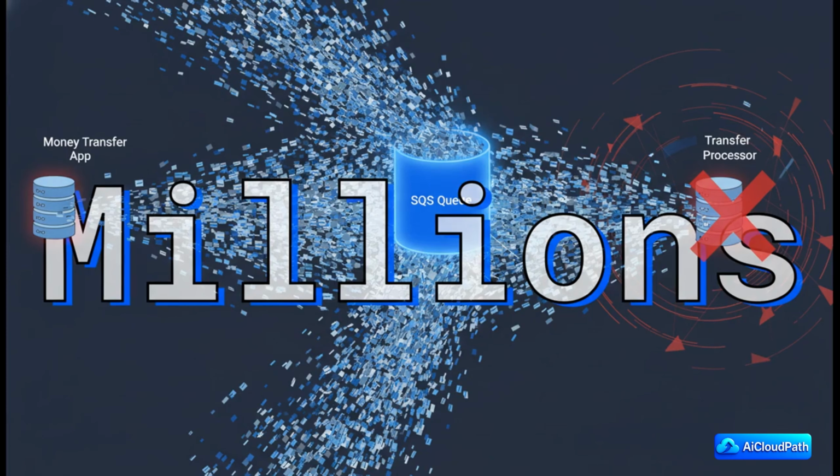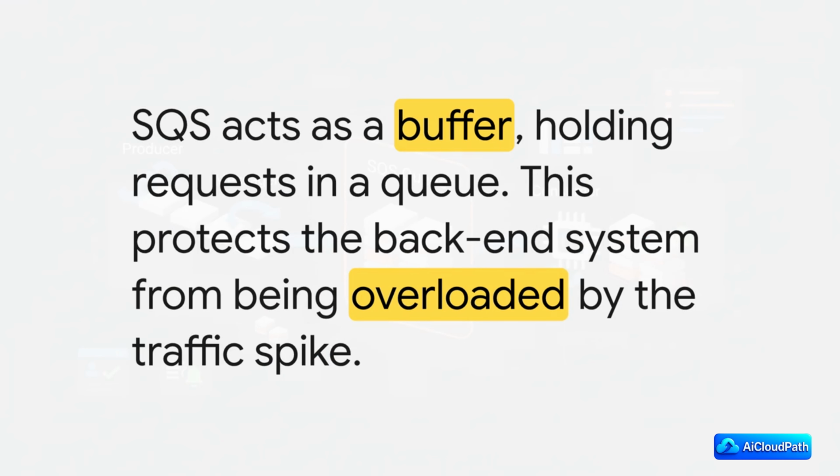And we're not just talking about a few extra users here. We're talking about potentially millions of people all trying to make transfers at the same time. Without the right architecture, this is just a recipe for a complete and total system meltdown. But with SQS in the middle, the system doesn't even break a sweat. The queue acts like a giant shock absorber.